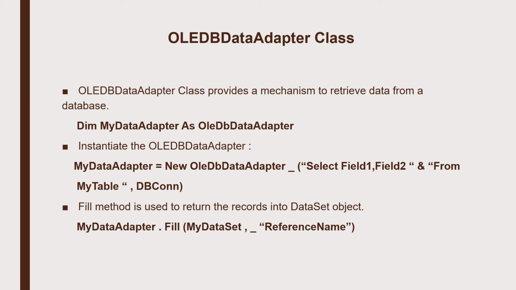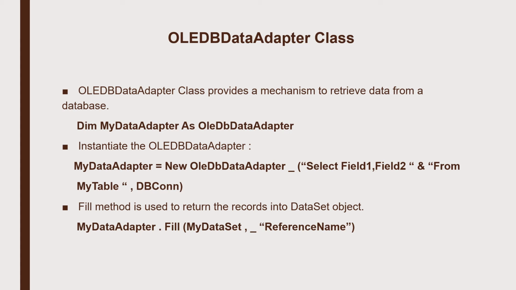OLEDB data adapter class. The OLEDB data adapter class provides a mechanism for us to retrieve data from a database. To use the OLEDB data adapter, it requires 3 steps. First, you declare the class: dim my data adapter as OLEDB data adapter. You then instantiate the OLEDB data adapter. My data adapter equal to new OLEDB data adapter. Then select the fields from table name, DB connection.